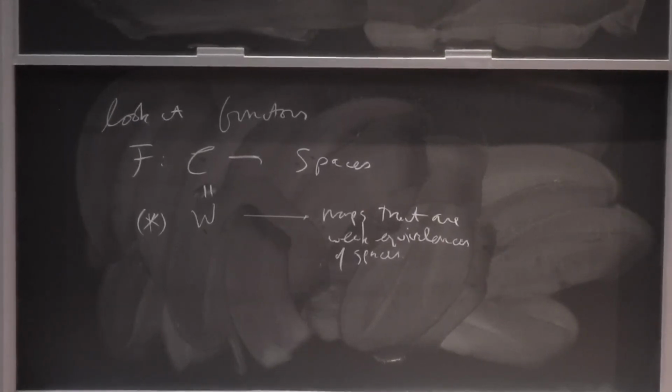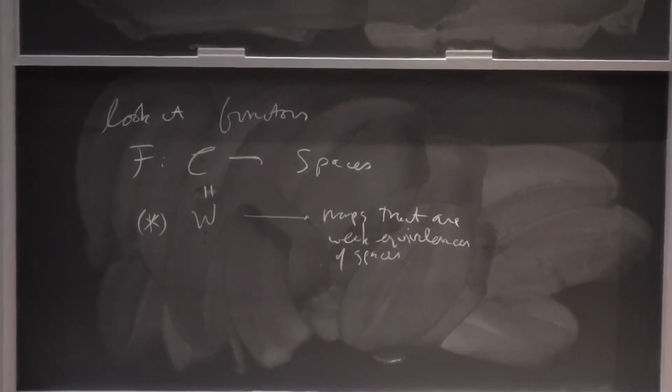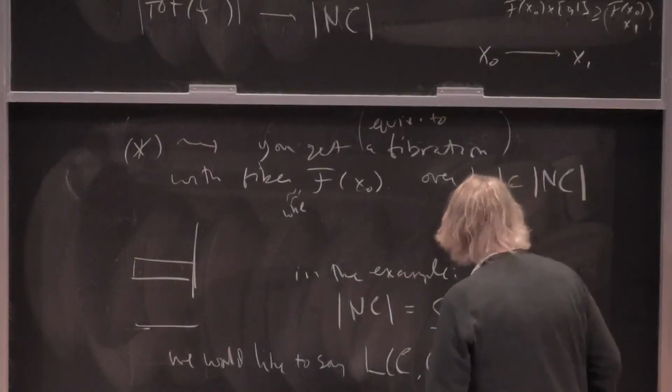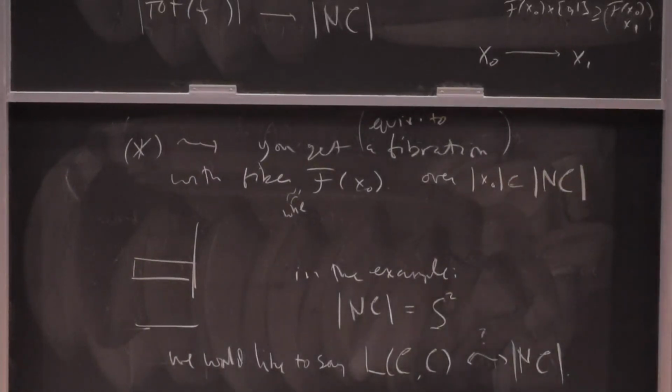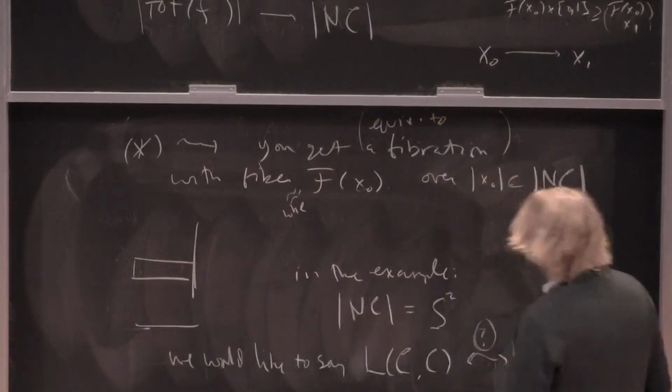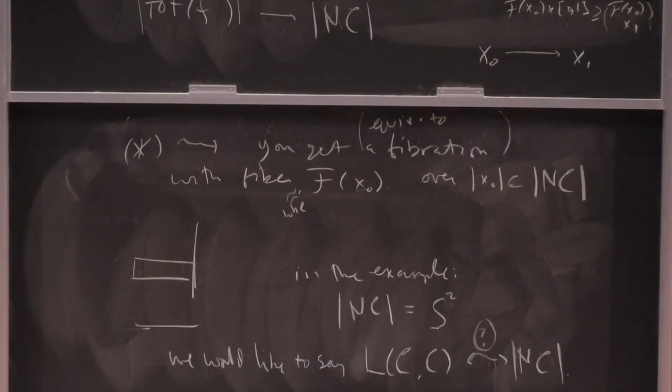So now the question: we would like to say that the localization of C, where you invert all the morphisms of C, should correspond to the nerve of the category C. But then what's this correspondence? Okay. That's the subject that we'll start with next time. Okay, so I'll stop here.